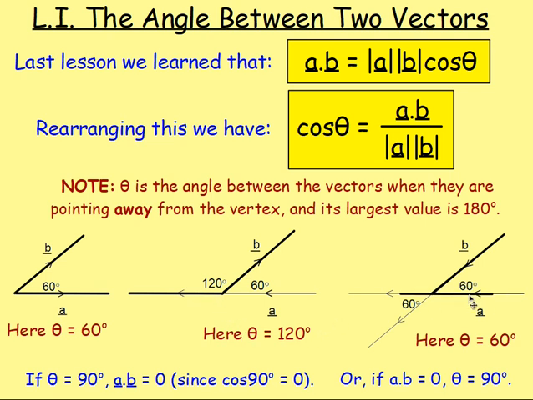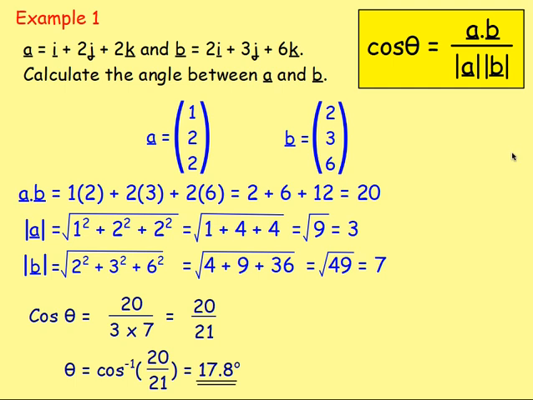Here both vectors were pointing in, you need them pointing away, so you're sliding that vector over, keep the length the same, keep the direction the same, but you'd end up with 60 degrees between them. You just have your vertically opposite angles if you imagine your straight lines. If theta is 90 degrees, then a dot b equals 0, once again because cos 90 is 0. Or if a dot b is 0, then it means the angle between the two vectors is 90 degrees, they are perpendicular. We tried some examples with that.